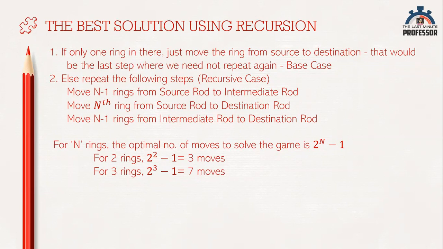Now we have those n minus 1 rings in the intermediate rod which are to be moved to the destination rod. That is considered as a third sub-problem. When we say we need to move n minus 1 rings, it in turn can have a requirement of repeating the 3 steps again if we have more than one ring. We arrive at the solution using recursion in this fashion.